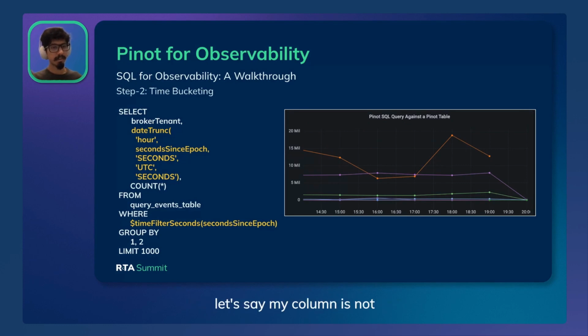For example, if my column is not a seconds column, it's a milliseconds epoch column, then which of these parameters do I need to change? At least I don't remember right now. I think it was the third parameter in the date trunc call. But that is where people start having issues with the experience already.